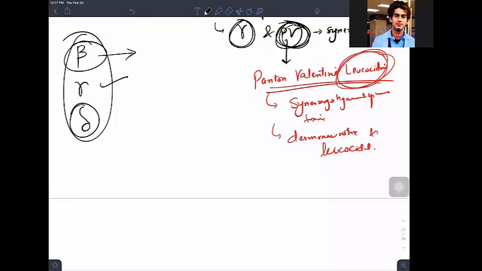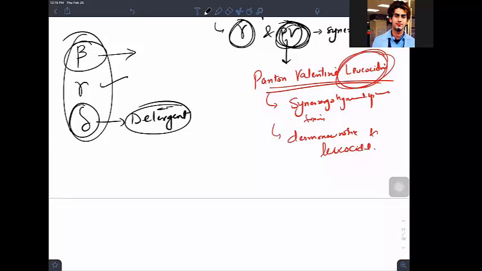Delta. What can I remember from delta? Delta means detergent. It has a detergent-like action. Why are they called Panton-Valentine toxin? Because they can damage polymorphonuclear leukocytes and macrophages.